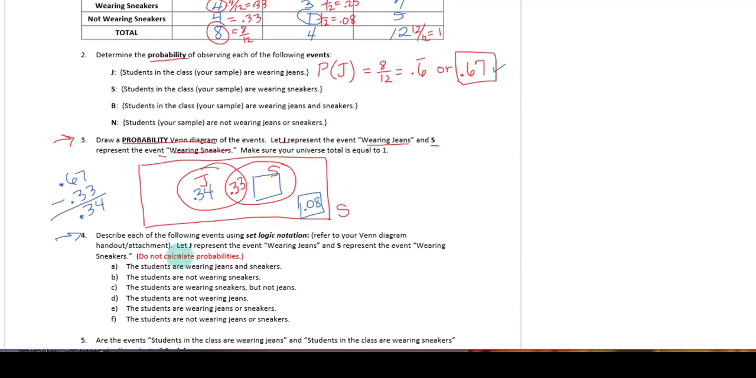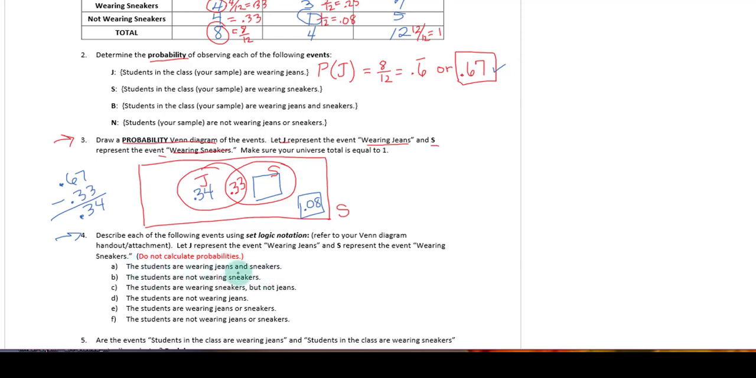Here, you're going to be using that set logic notation attachment that I provided for you in Blackboard. It's also provided in my Stat Lab, but you'll be using that to help you know the difference between the symbols needed, union, intersection, and complements, because you will be writing these events using set logic notation.